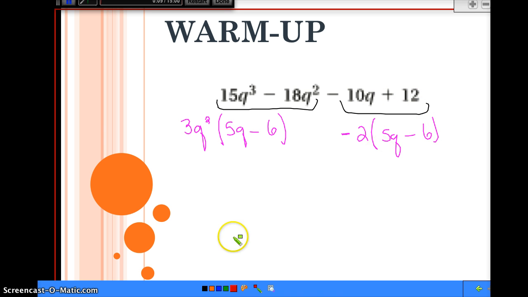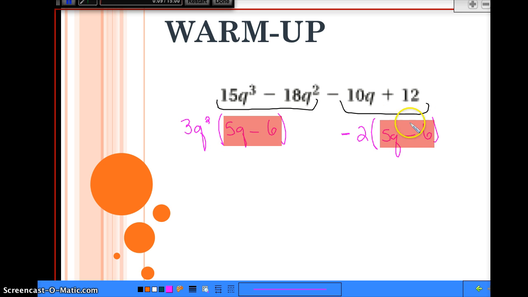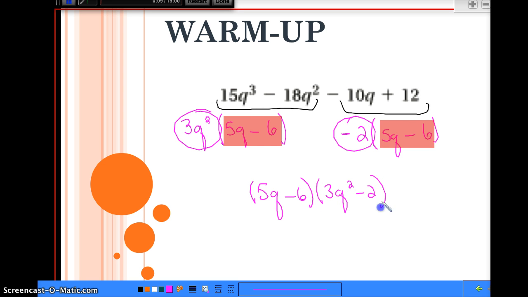Notice how your binomials right here are the same. That's the indicator that you're doing this correctly. Rewrite that one time, 5q minus 6, and then group your GCFs together as the second binomial, 3q squared minus 2. Neither one of these binomials can be factored again, so therefore that is your answer. And don't forget, you can always check your answer by using FOIL.